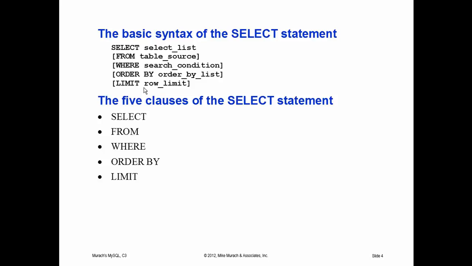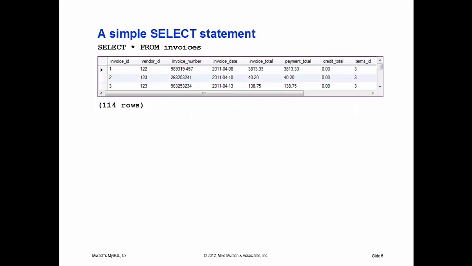You only put an order by if you want to do some sorting. And you only put a limit if you want to show, let's say you had 10,000 records and you only wanted to show the first 100. You'd use limit. So these are the different clauses of the select statement.